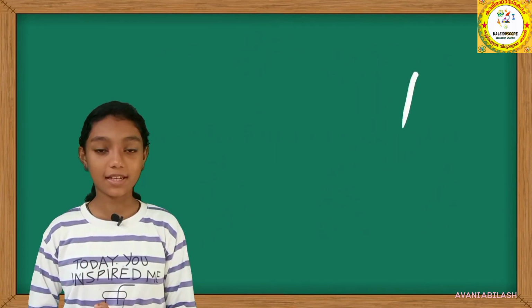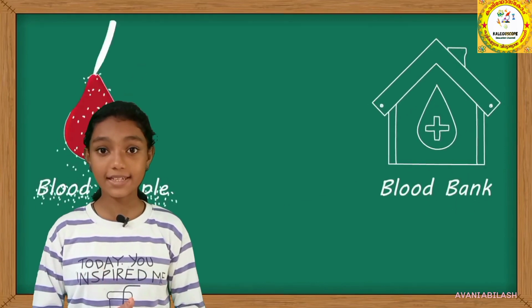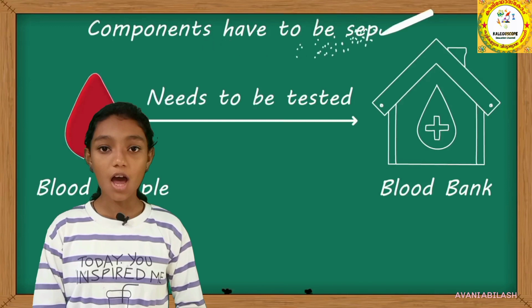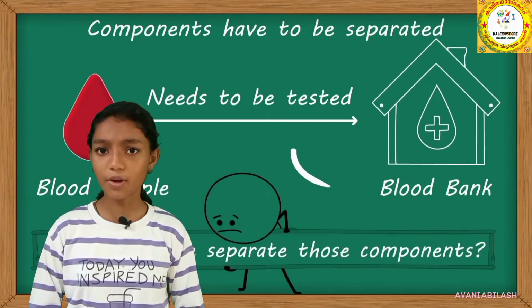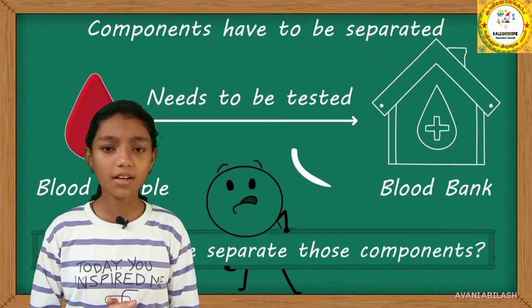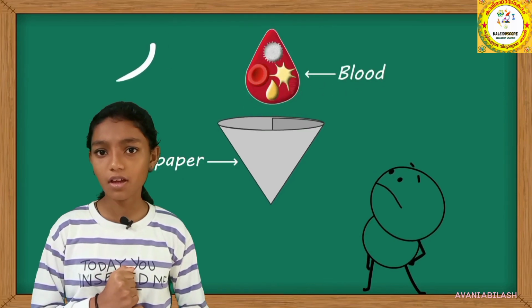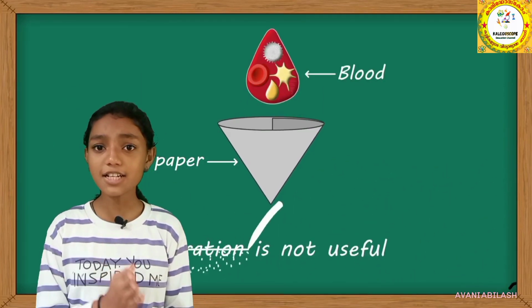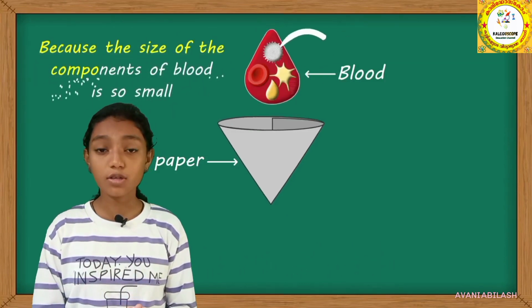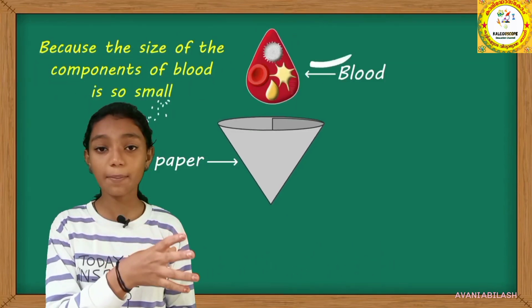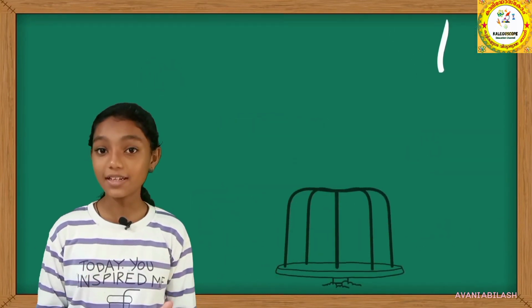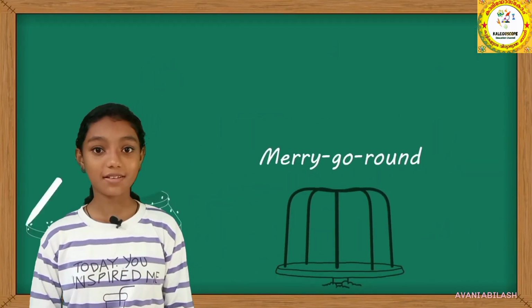Usually in blood banks, if a blood is to be tested, the components of the blood is to be separated. So how can we separate these components? What do you think? Can we do filtration? No. Why? Yeah, it's because the particles of blood is very small, so it can pass through the filter paper easily. So what can we do? Yeah, here centrifugation can be used.